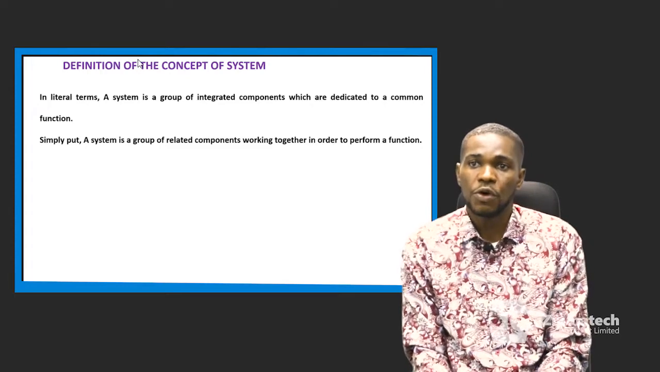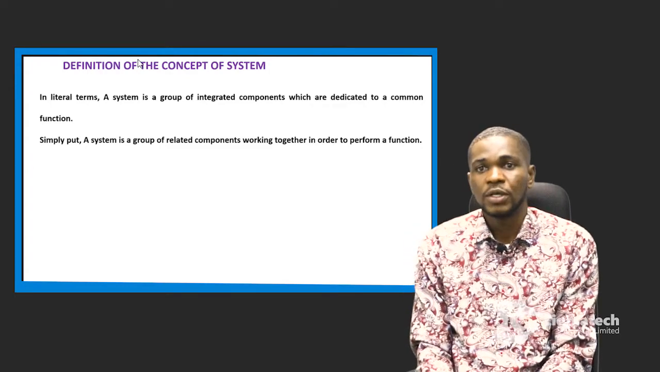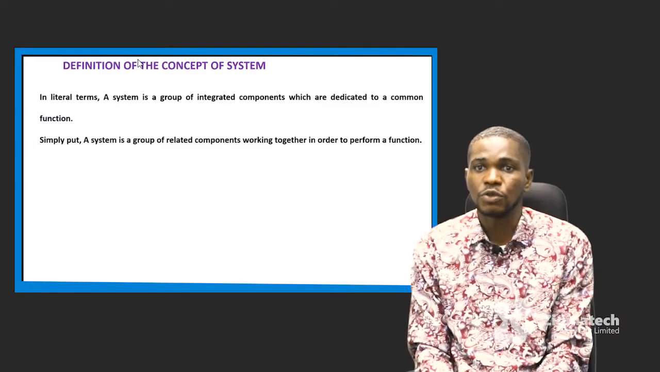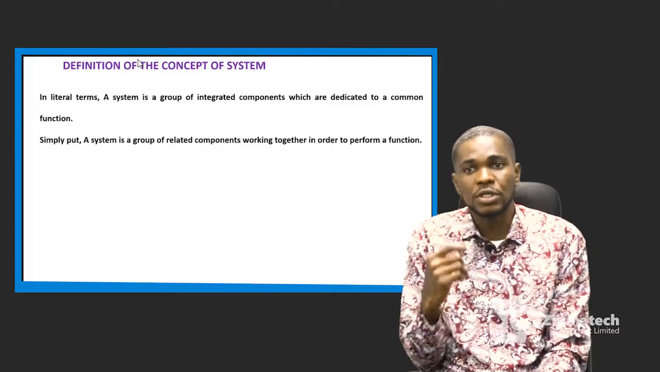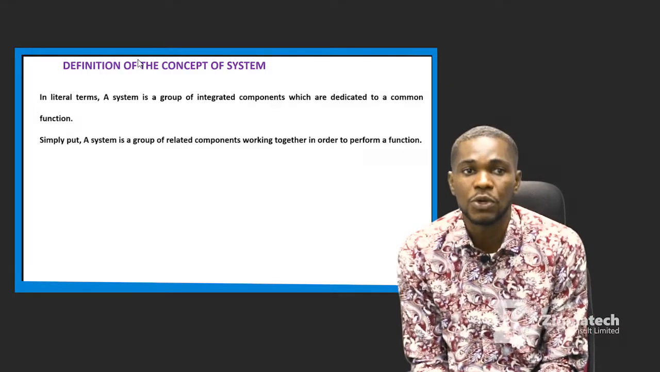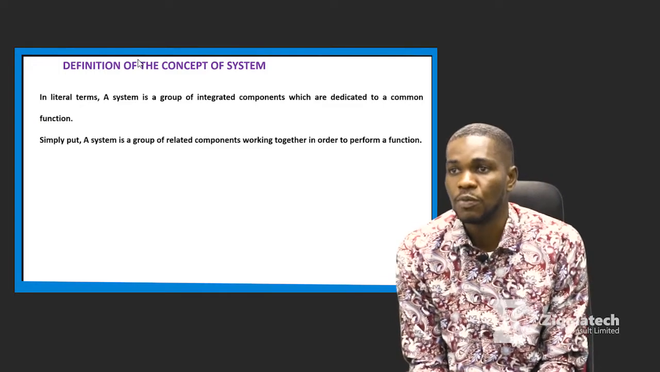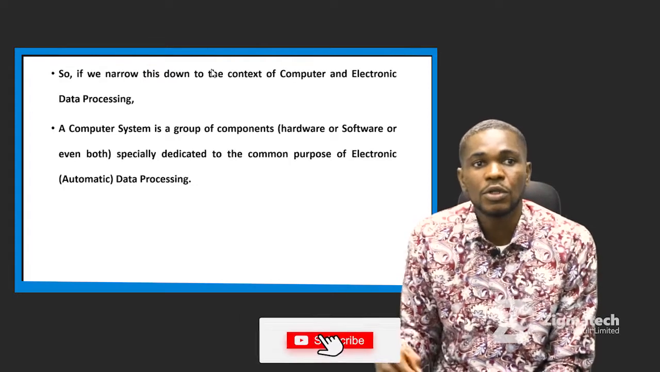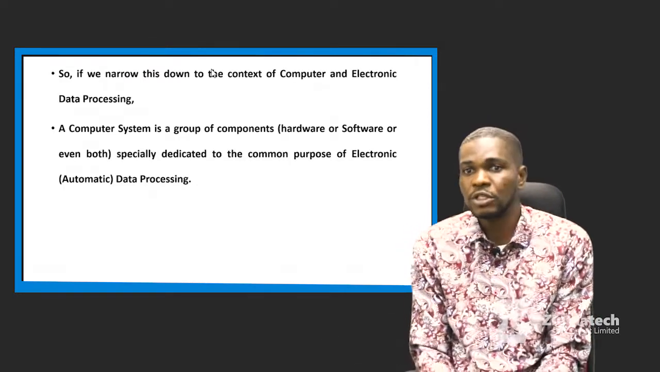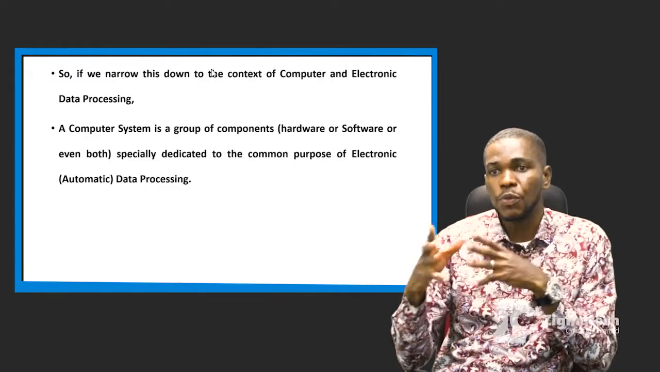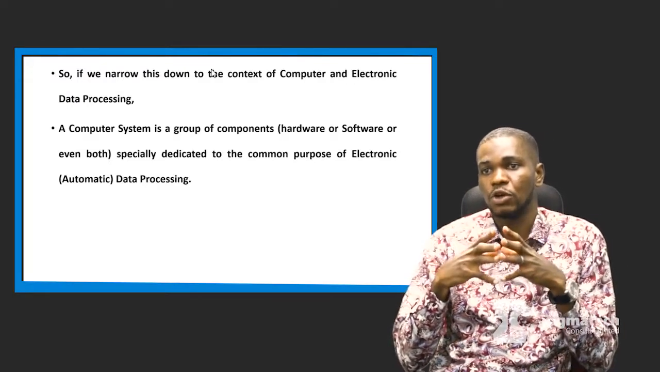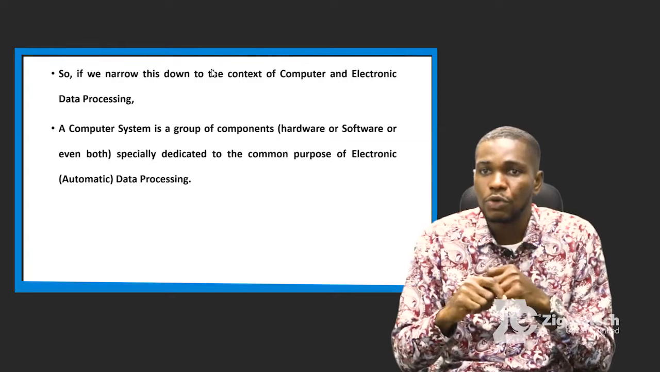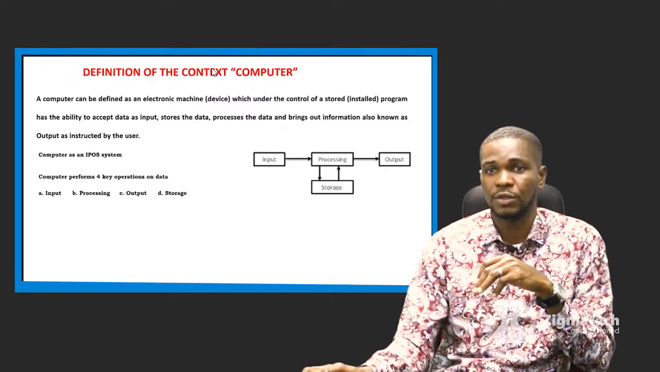So by definition of concept, what is a system? In literal terms, a system is a group of integrated components which are dedicated to a common function. If we simply put it, a system is a group of related components working together in order to perform a function. So that brings us to the definition of what a computer system is. But first, we'll look at the definition of a computer system as a component of hardware or software, or even both, especially when they are dedicated to the common purpose of electronic or automatic data processing.